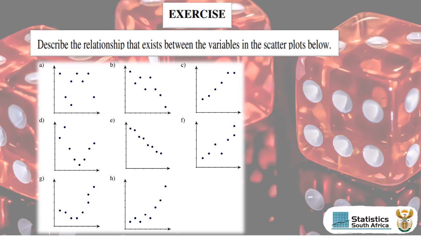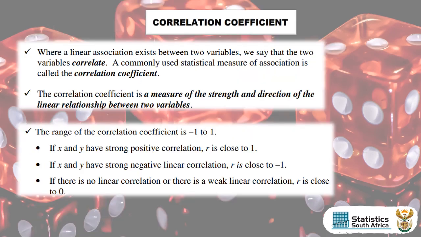Okay, let's take a look at this exercise. Let me quickly give you an exercise that you can do. It says: describe the relationship that exists between the variables in the scatter plots below, A, B, C, D, E, F, G, H. I'll give you some time, drop your answers in the comment section, and I'll respond to tell you if you are on the right line or not. All right, let's now move on.